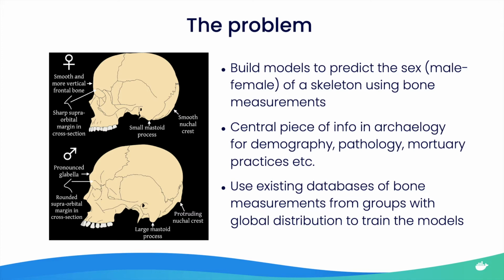So what we did in this specific application is that we used existing databases of bone measurements from the cranium and the long bones from groups with a global distribution in order to train our models. More specifically, we used databases that included thousands of individuals that come from various pre-industrial settings, and geographically they cover, as I say, the entire globe. So Europe, Africa, Oceania, America, not Antarctica. We didn't have Antarctica. No, we didn't.